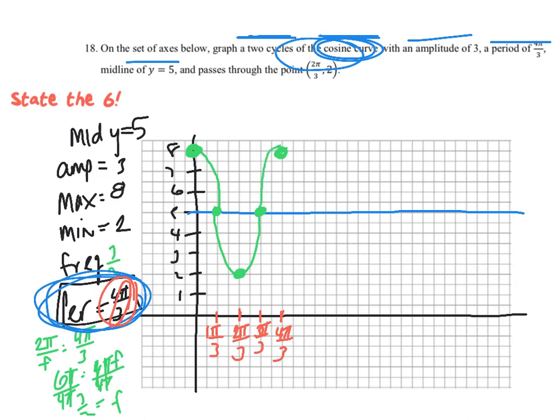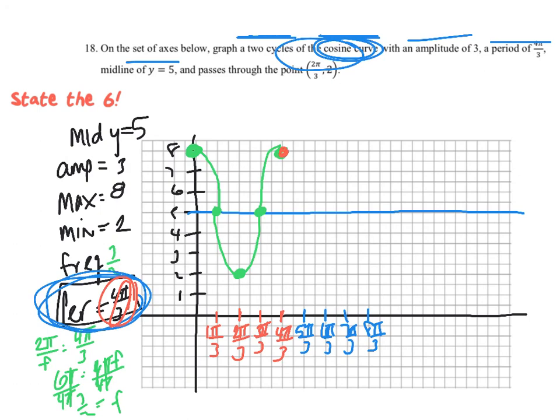Now, it wanted 2 cycles, so I have to repeat this. So I'm going to go back and count on my axes. I had 1 pi over 3, 2 pi over 3, 3 pi over 3, 4 pi over 3. I bet you can guess the next one is 5 pi over 3, 6 pi over 3, 7 pi over 3, and 8 pi over 3. And then again, I'm going to go ahead and plot my 5 points.